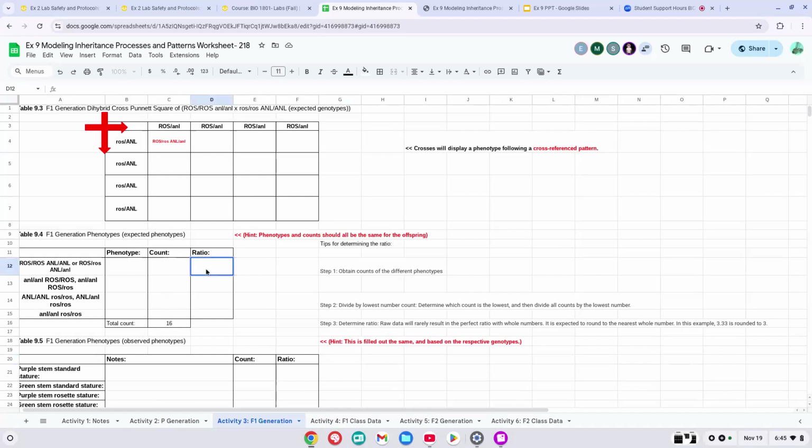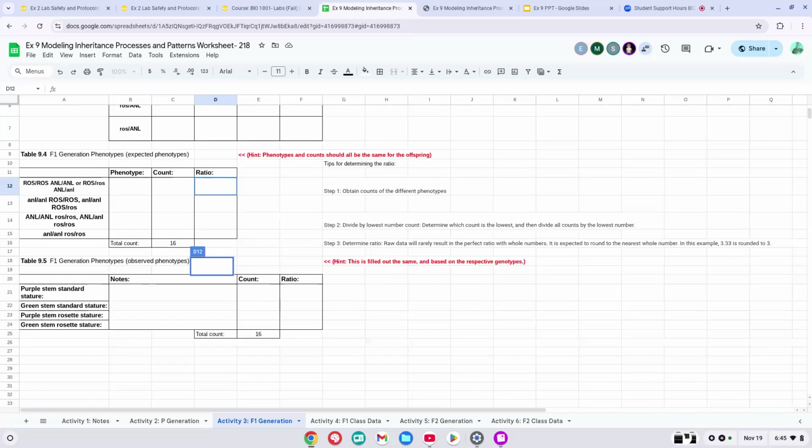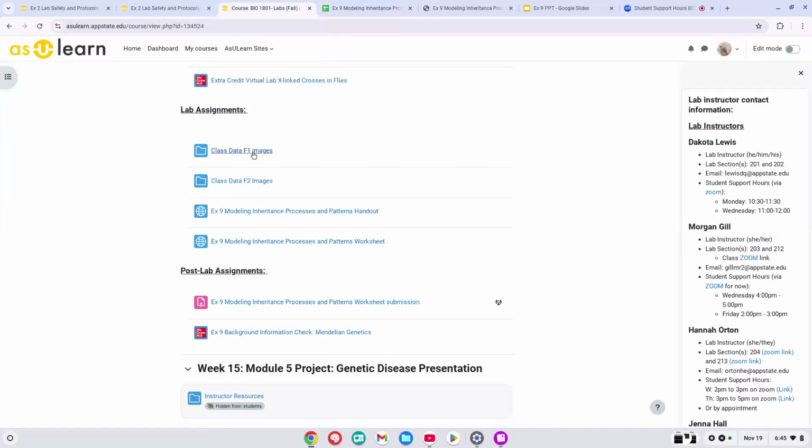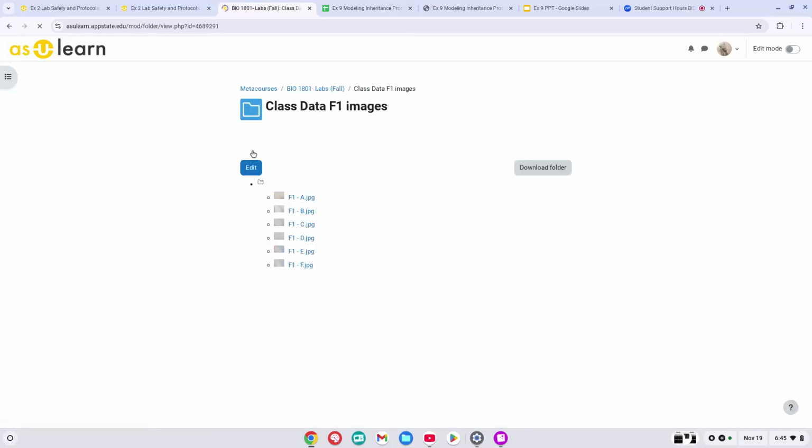So when you write the ratio, it may look like this or this or this, depending on how many offspring out of 16 are that particular genotype or phenotype, right? So that's the way you'll do that. And then you're going to go down to table 9.5, and this is where the breakout rooms are going to come in handy. So there's a class 1 data F1 images file you're going to open up.